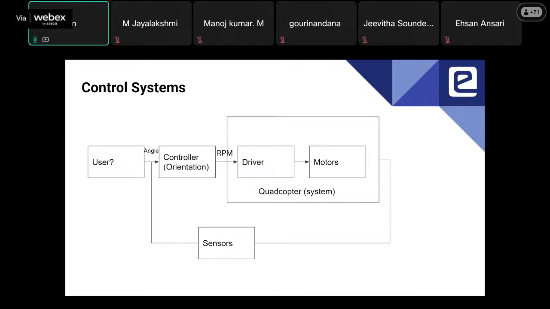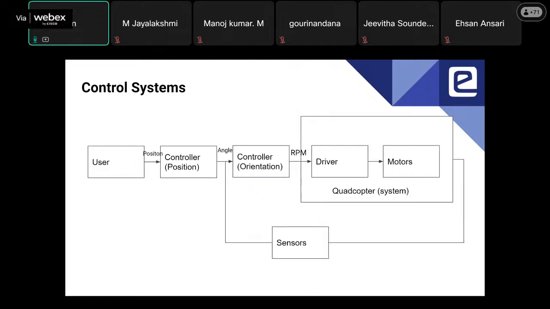So what we normally do is we introduce one more controller in between this controller and the user, which is a controller controlling the position. This was a controller controlling the orientation. Here the user can give position as an input to the smart controller. This controller will generate the angles needed for that particular position. Then it will give them to this controller, which will in turn generate RPM to be given to the motor. So here this position will be in terms of X, Y, Z coordinates.